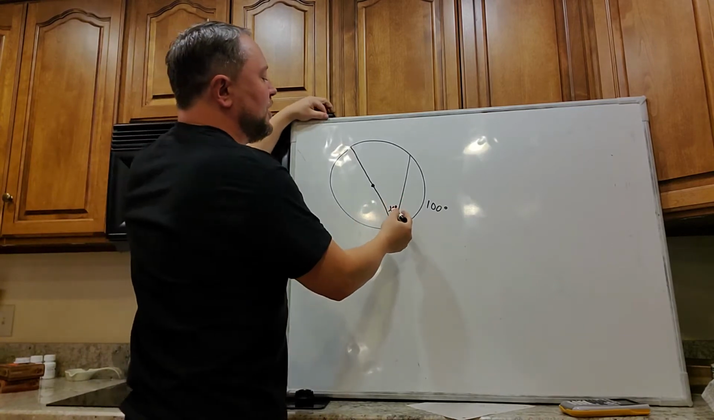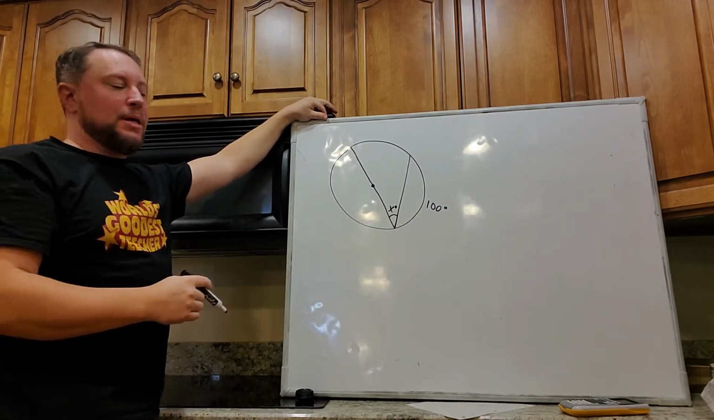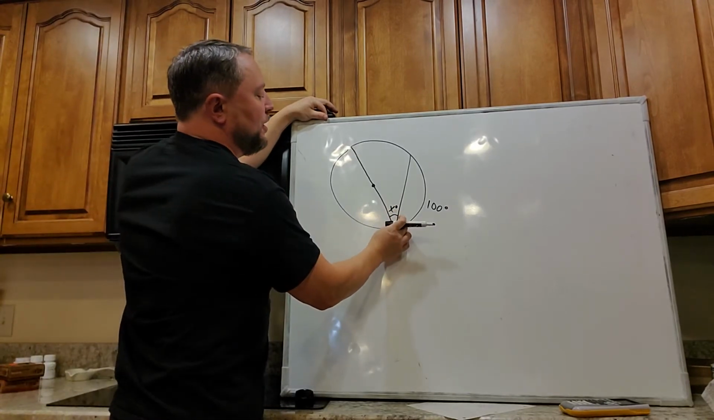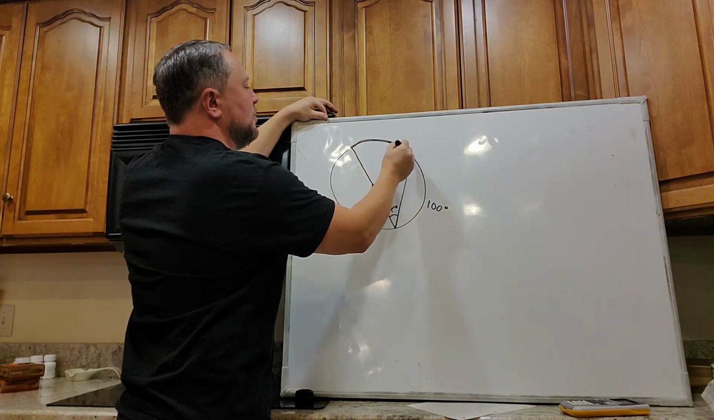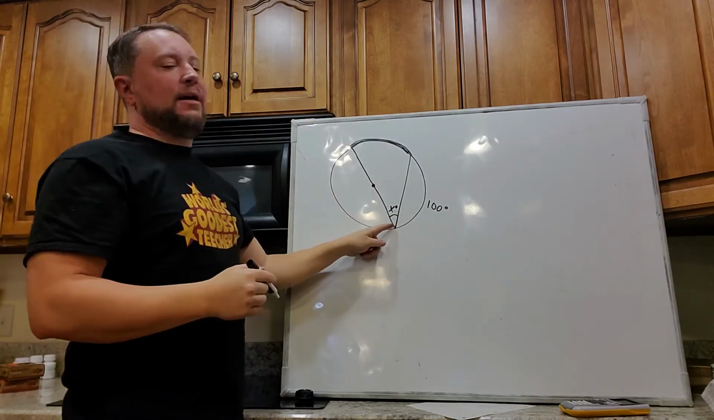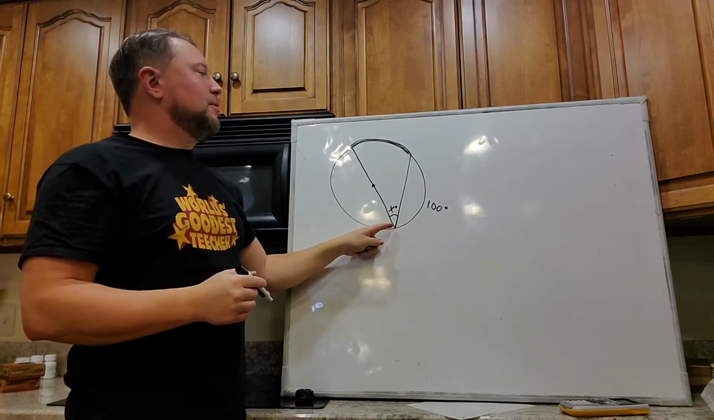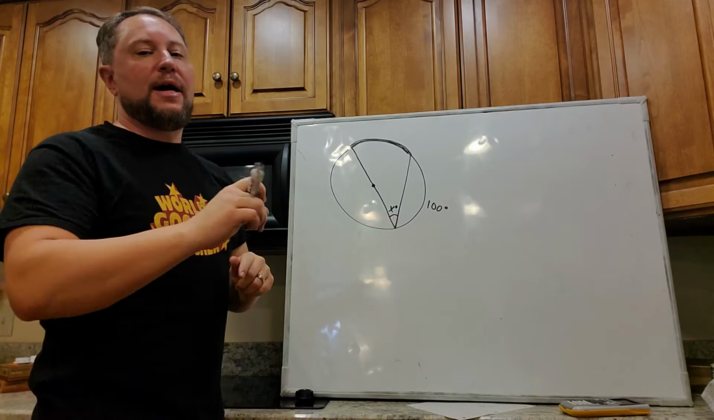All right, now if you're thinking, oh, it's half of 100, it's 50. No, it's not. Be careful. Follow the inscribed angle out, and you'll notice it hits this arc right here. So if I knew the arc, I could find the inscribed angle. Currently, I don't know the measurement of that arc, but it can be found.